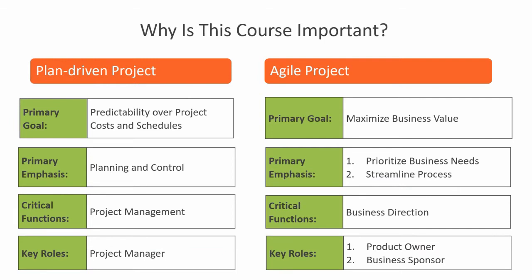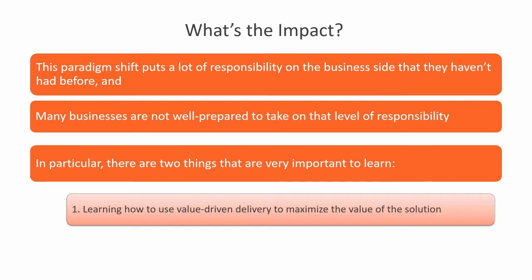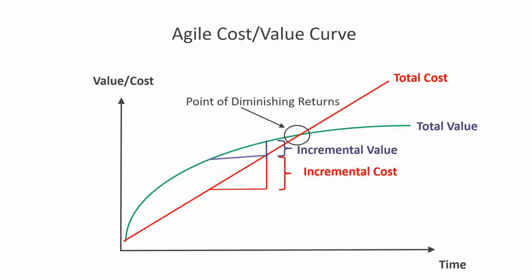In the past, traditional plan-driven projects had an emphasis on predictability of costs and schedules, and the most important role in that environment was the project manager. In an Agile environment, there's a major shift in emphasis to maximizing business value, and the primary role in that environment is the product owner and the business sponsor.